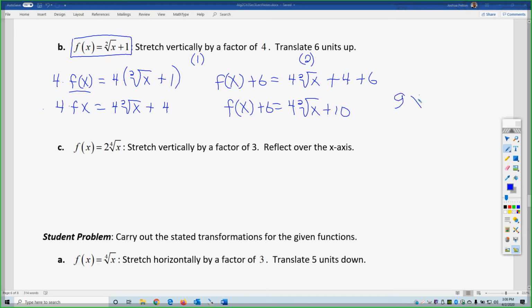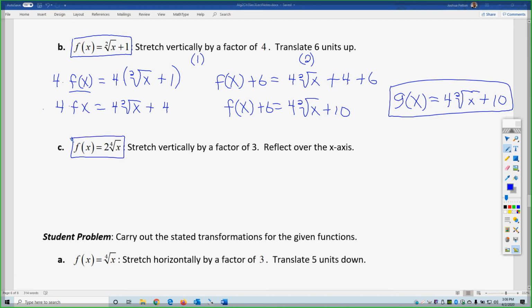Therefore, our new function, which we'll call g of x, and again, you can call it anything you want, just not f of x, because that name is the original function, is 4 times the square root of x plus 4, plus 10, and the 10 is not in the square root, because it's just vertical. Okay, try one more. So this is our original function here.